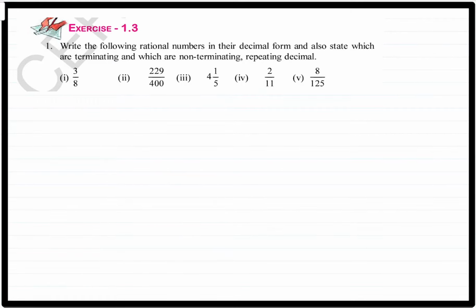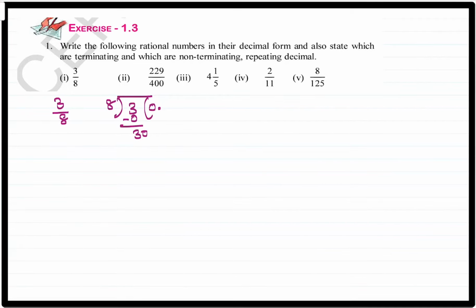So here 3 by 8 is given, the first one. We have to express this rational number in decimal form, so we have to divide 3 by 8. 8 zeros are 0, so here the remainder is 3. Keeping the point in the quotient, we can take 0 here.